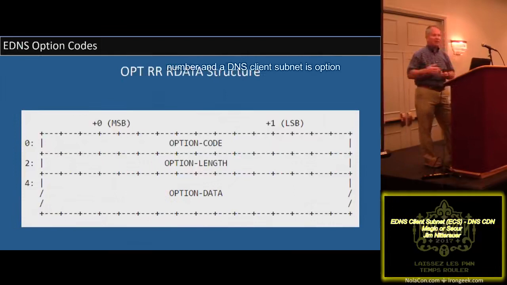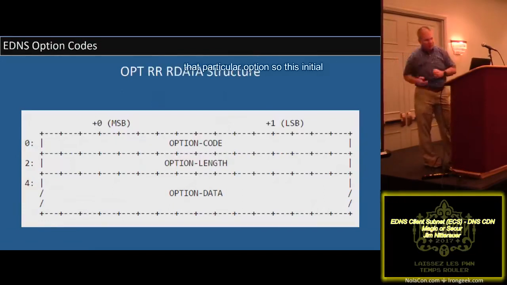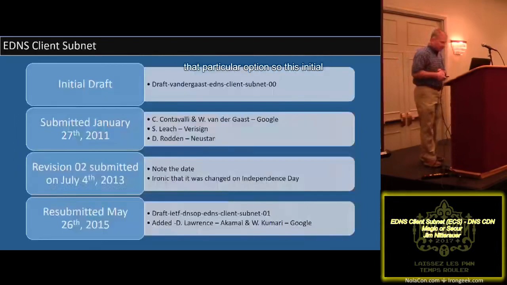In EDNS client subnet, it's option 8, but it could be 1 through 65,535. The length tells how many bytes are in the packet that it needs to look at, and then the option data, and I'll show you some examples of that. That's going to be the data that's specific for the RFC for that particular option.